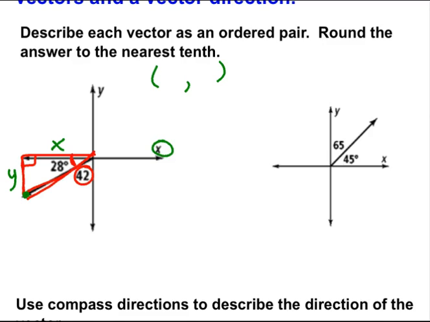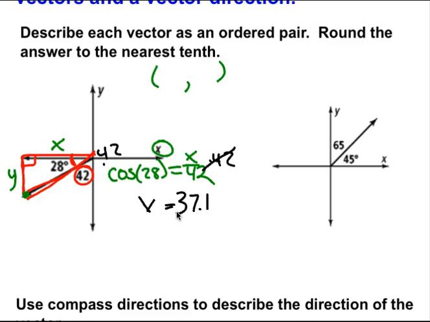And so I usually start with my x. X is adjacent to that 28 degrees, and 42 is the hypotenuse, which means I want to use cosine of 28 equals my adjacent side over my hypotenuse, x over 42. Now to solve that, I multiply both sides by 42, and I get x equals cosine of 28 times 42. X equals 37.08, which becomes 37.1.